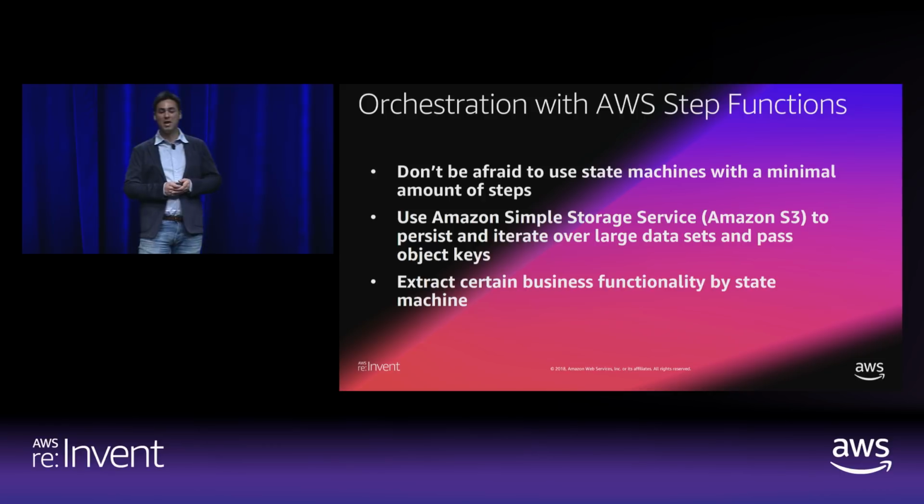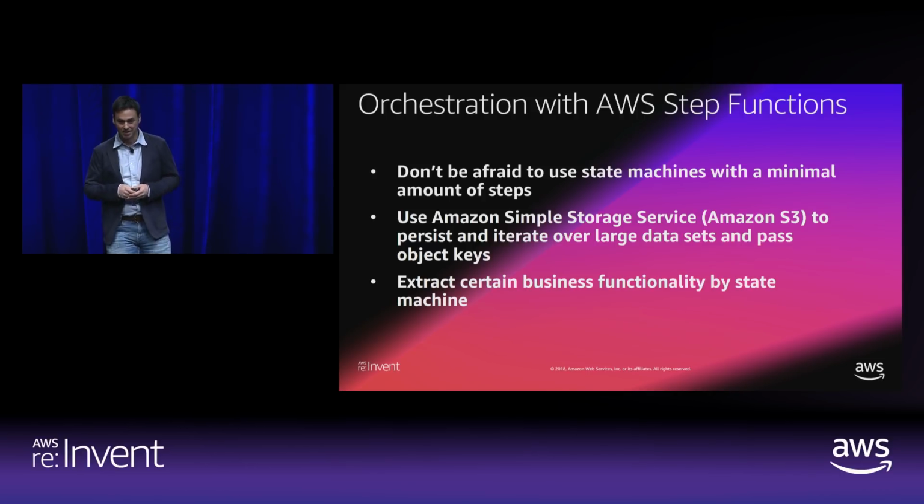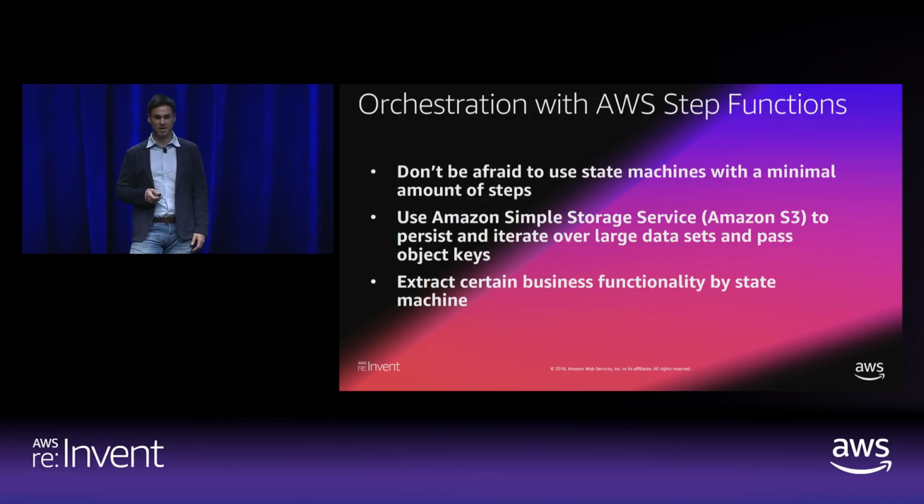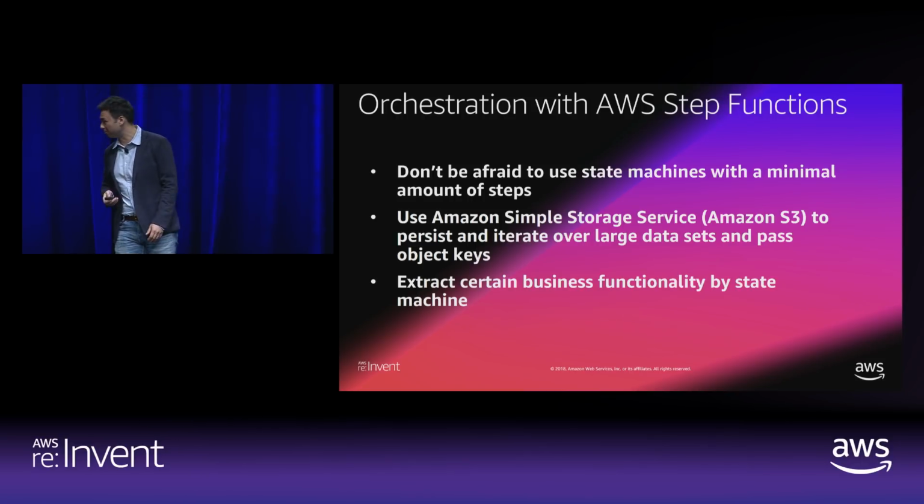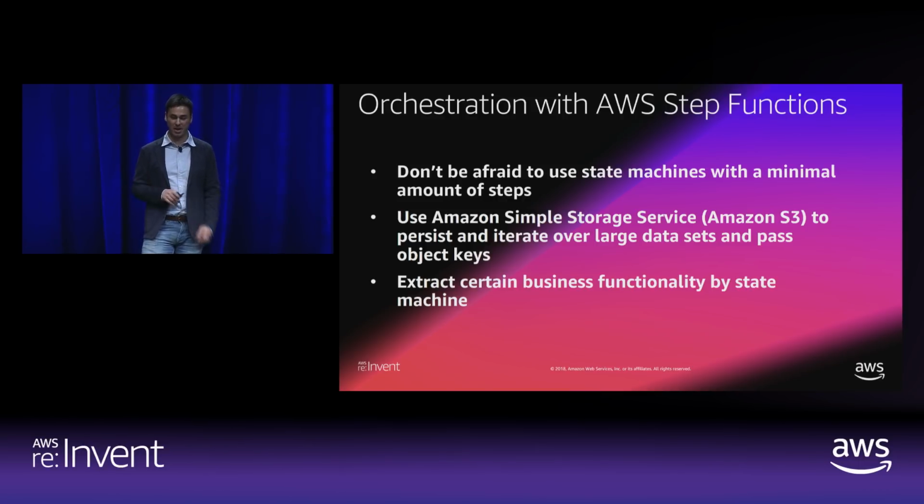Another thing, I recommend using S3 to persist and iterate over the large data sets. So pass the object keys instead of filling up the input to AWS Step Functions. I believe there's a limit there. Andre can maybe, yeah, he's in the affirmative. There is some limit. We avoid that by writing a JSON file with the references to the object keys in S3. So I definitely recommend that. And then finally, kind of said this before, but extract certain business functionality into state machines so that you can easily isolate and find out what went wrong in a specific part of the workflow.